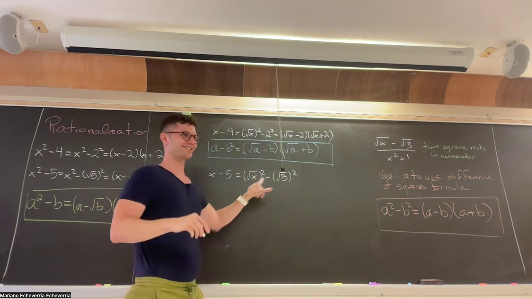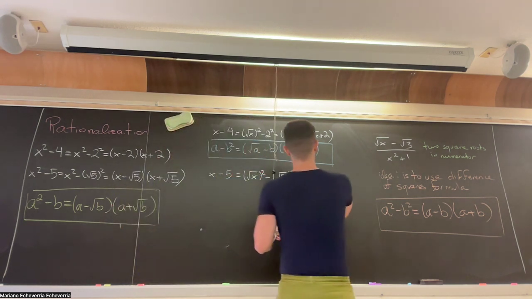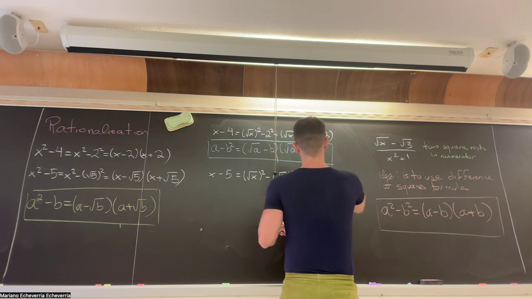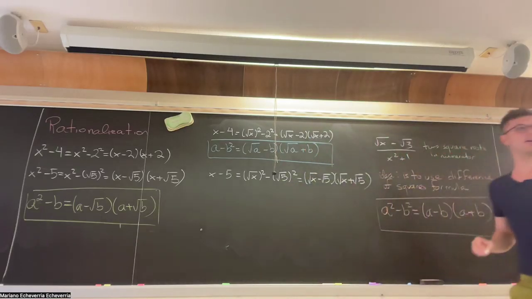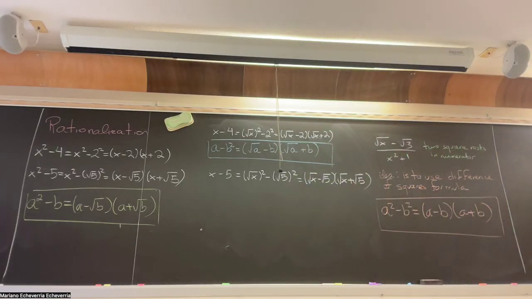So again, it's like a difference of squares formula. So this is like root of x minus root of 5 times root of x plus root of 5. Okay? So you can manipulate it. Essentially, you can manipulate both simultaneously, right? It's not just one that you can apply this square root idea to.